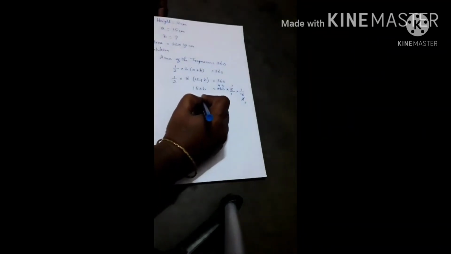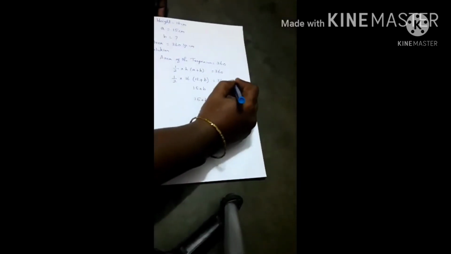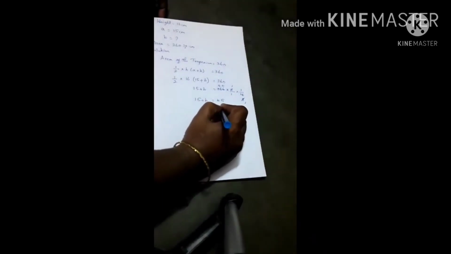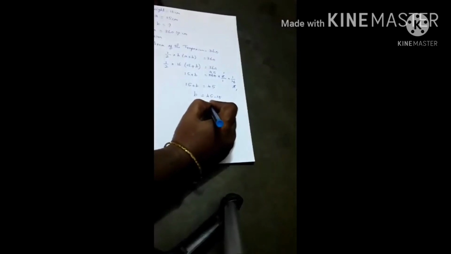So what is remaining? Only 45. 45 into 1, 45. So b is equal to 45 minus 15. B is equal to 30 centimeter.